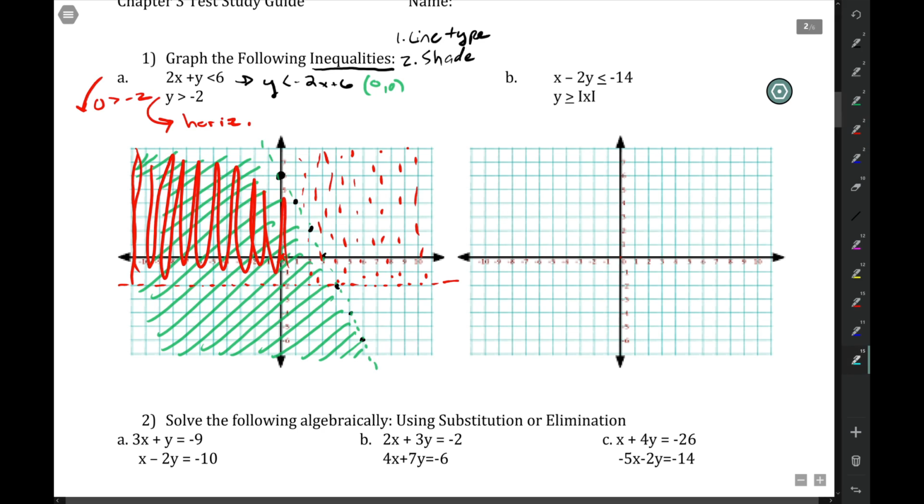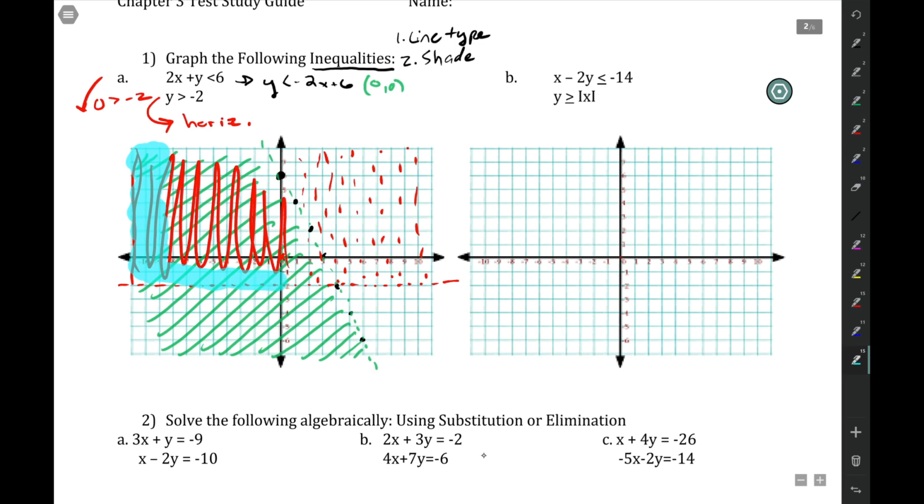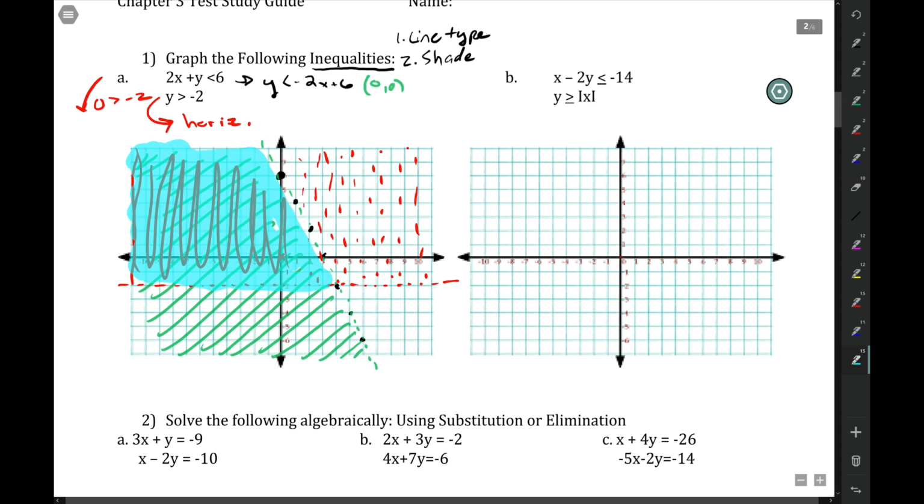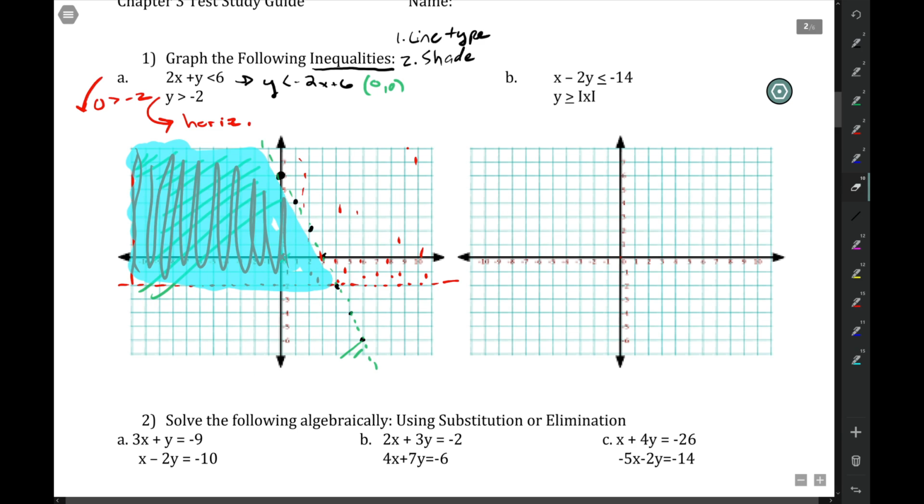Now, formally, your solutions again are just where everything's double shaded. Okay, if you want to emphasize that on the test, that's fine. If you want to erase the extra stuff, that would be preferred as well. Okay, but that's all you would need.